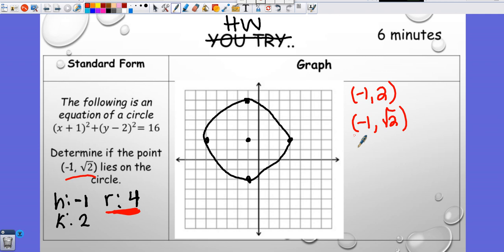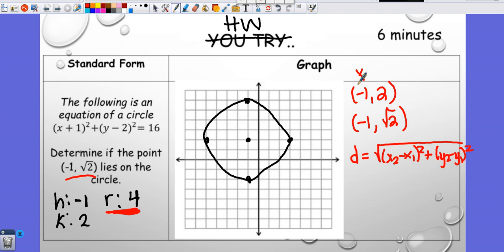So here's what I'm going to do. I'm going to use the distance formula to help me out with this. You can graph it and kind of make a guess, but I'm going to show you how to use the distance formula, and if it's 4, then we're good to go. So the distance formula tells us to do x2 minus x1 all squared plus y2 minus y1 all squared.